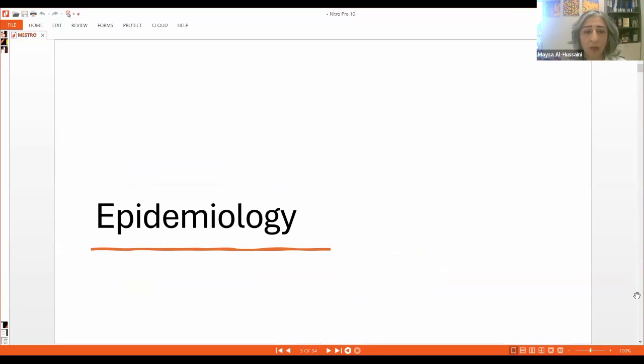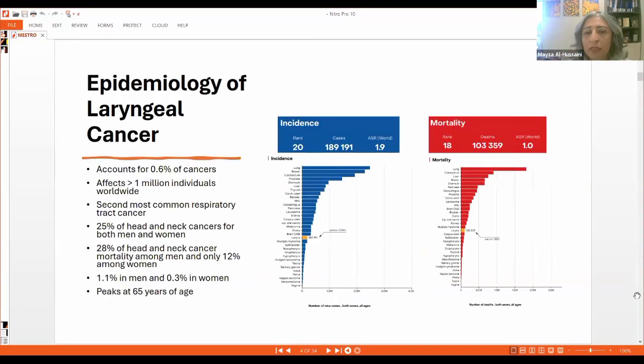To start with epidemiology, this is from the most recent GLOBOCAN 2020, ranking incidence and mortality for cancers in general. Laryngeal carcinoma ranks as the 20th most common type of malignancy worldwide, and unfortunately, it is still ranking as the 18th most common cause of cancer mortality. All in all, it accounts for around 0.6% of all cancers, but if we collect all the cases, the prevalence of the tumor over a given period of time is in excess of 1 million individuals worldwide.